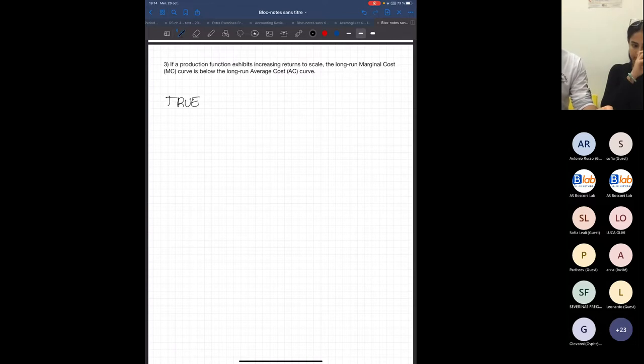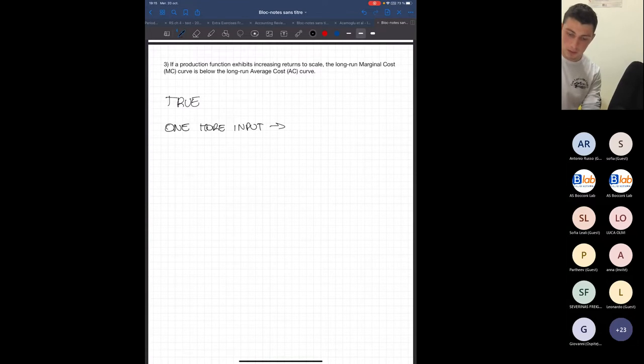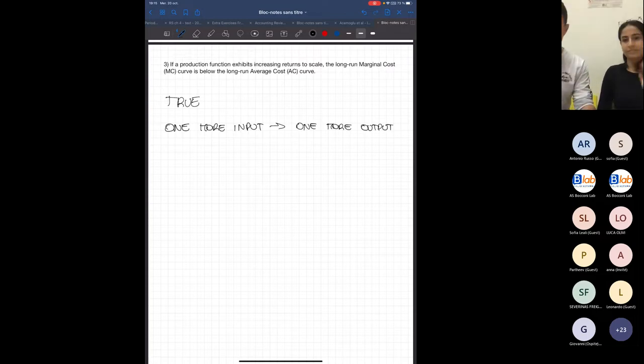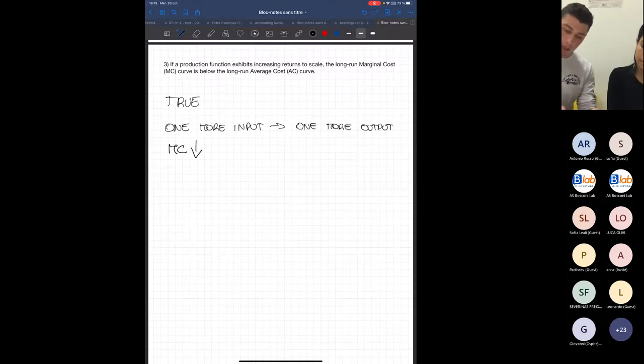The reason why it is true is that a firm exhibiting increasing returns to scale means that anytime I put one more input to guarantee one more output, our marginal cost is going to decrease. Anytime I apply this process, I produce one more, and at the same time I reduce my marginal cost. So increasing returns to scale means that our marginal cost is going to go down, while our long run average cost is going to be basically the same.